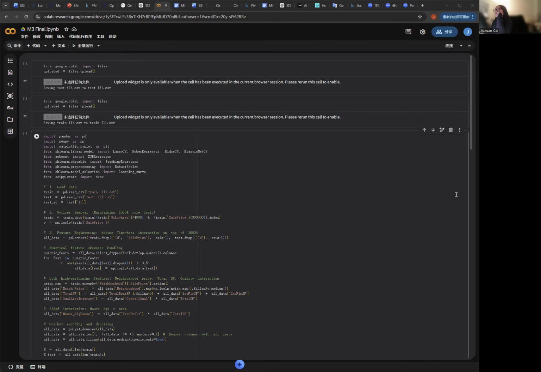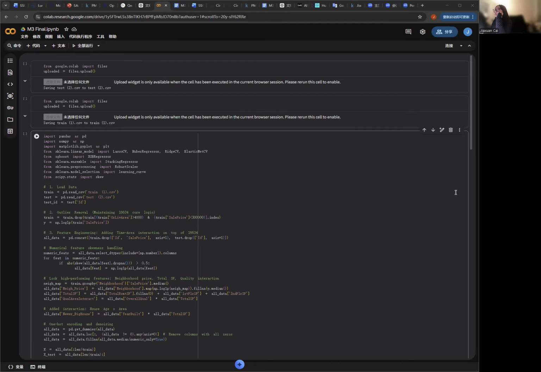Next, we combine the training and test datasets before feature engineering. This ensures both datasets receive identical transformations. If we process them separately, we risk inconsistent encoding or missing features. Combining them avoids data leakage while maintaining consistency.